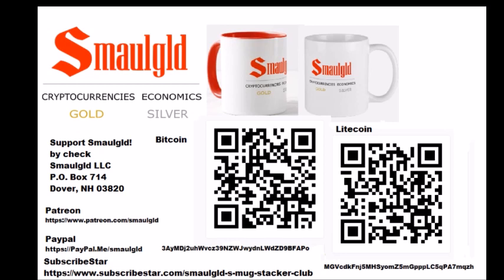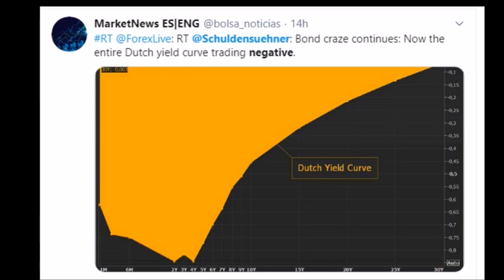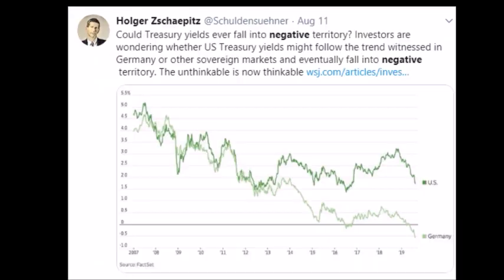There's been a lot in the news on this, and we're going to talk about what happens when yields go negative. What are the obvious consequences? What are the negative unintended consequences? People have been following this for a while, and we've seen the Dutch yield curve has gone negative, and that's a major country. We've seen the German yield curve, the bonds of the Swiss yield curve, all going negative. And some are wondering even if U.S. Treasuries would go negative. Here's a chart here by Holger Zschaepitz.